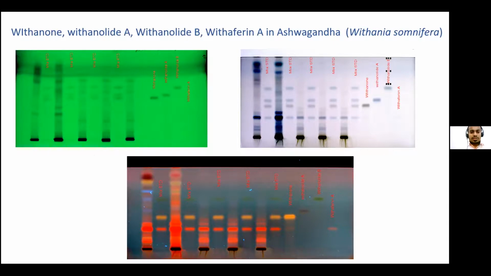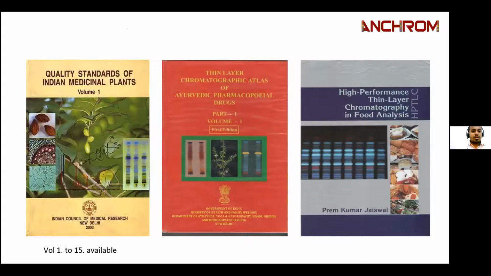So these are some literature available for HPTLC, that is the ICMR books. There are 17 volumes. Here you can see the name, Quality Standards of Indian Medicinal Plants. Most of the medicinal plants are covered here. Then API for Ayurvedic plants, and High Performance Thin Layer Chromatography in Food Analysis by Prem Kumar Jaiswal sir. Many of the food samples were covered here.